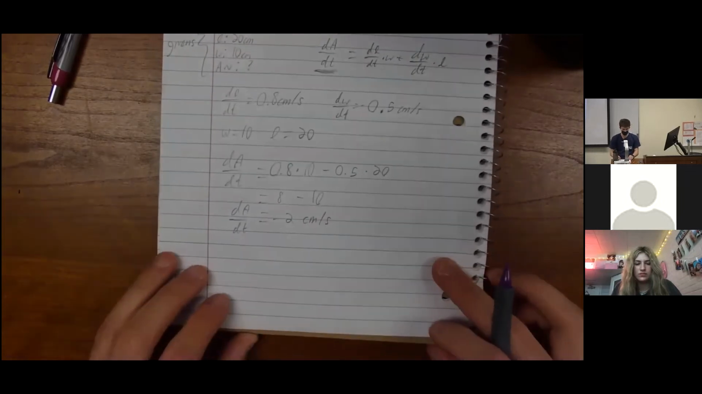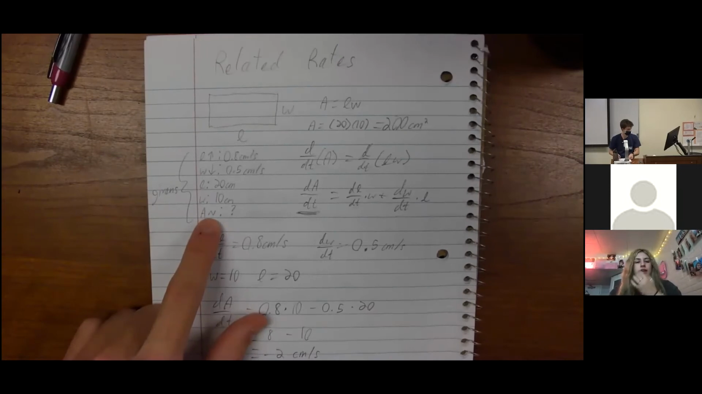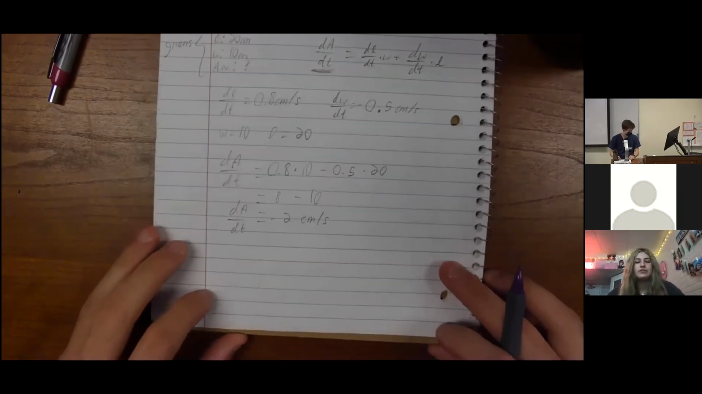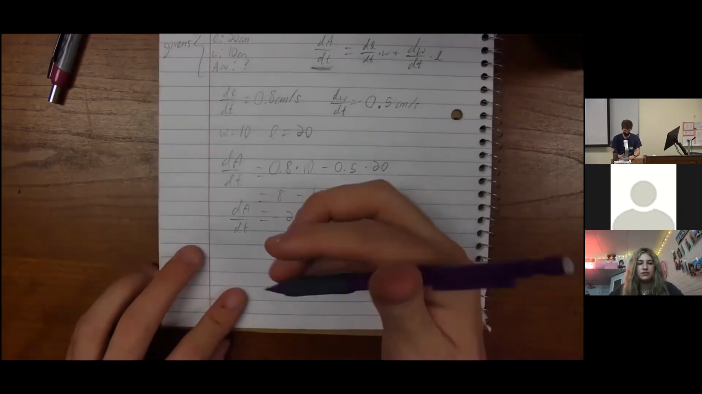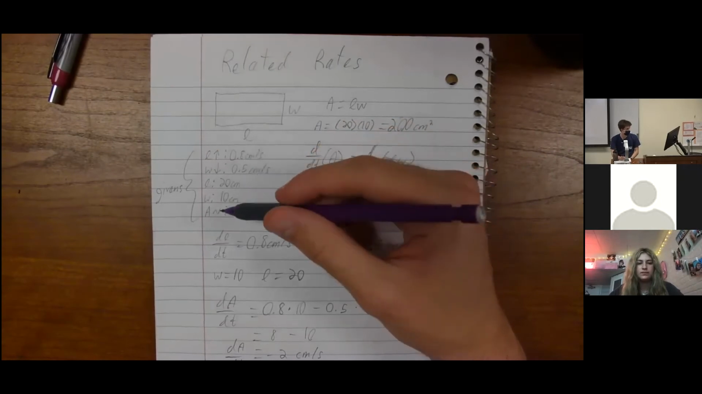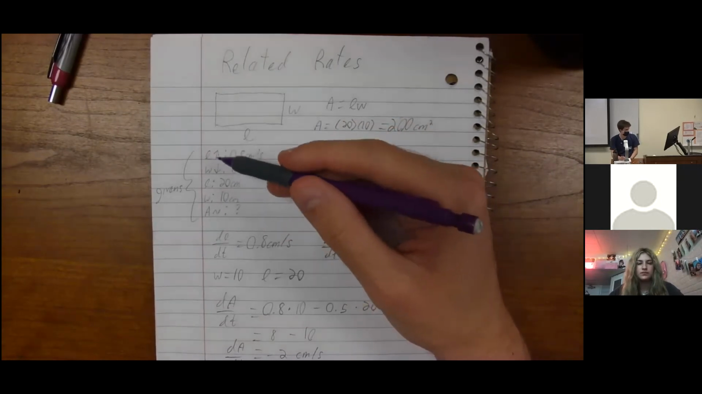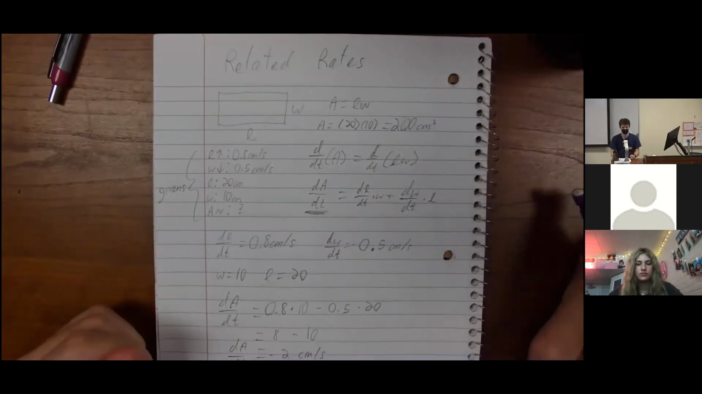So what can you tell me about how the area is changing? The area is decreasing by 2 centimeters per second. Yeah, at this specific instant where the length is 20 centimeters and the width is 10 centimeters, and this is how the length and width are changing. Yeah, exactly. Okay, cool. Is that it?